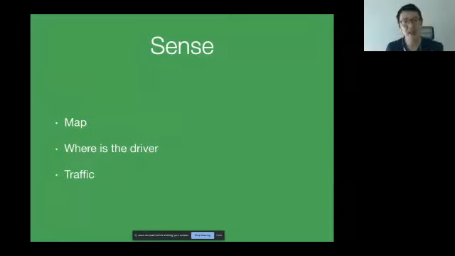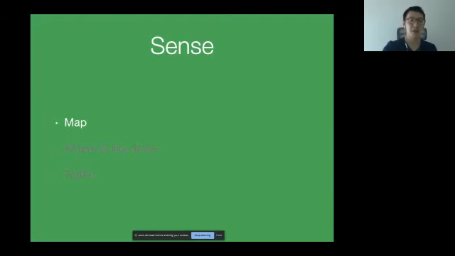Sense is basically how we sense the real world, and we digitize all of it into our system. So I just list out 3 bullet points here. We need to understand the map. We also need to understand where the driver is. We also want to understand what's the real-time traffic happening in the street now. Let's go through it one by one.